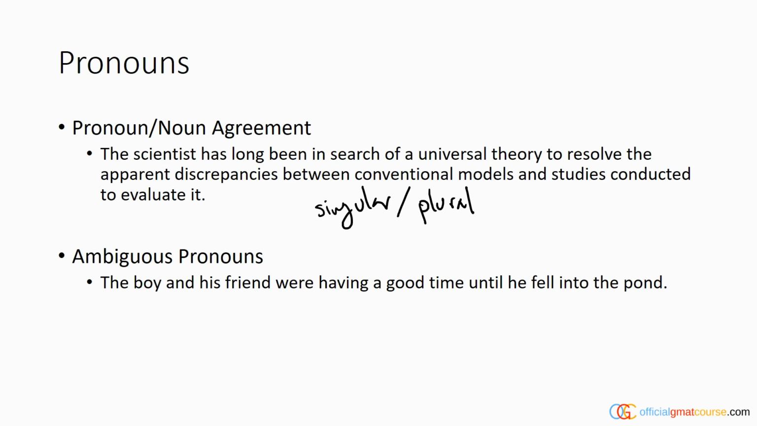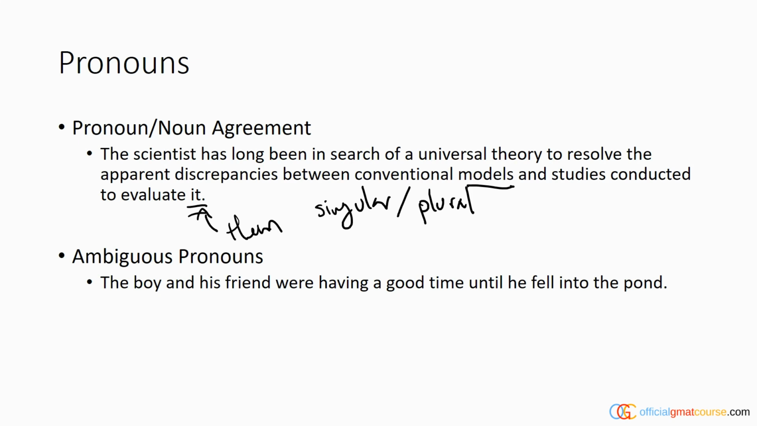Looking at this first example up here, and hit pause if you want to give it an attempt real quick. The scientist has long been in search of a universal theory to resolve the apparent discrepancies between conventional models and studies conducted to evaluate it. What is this "it" referring to? Well, we're talking about discrepancies between conventional models and studies conducted to evaluate them.